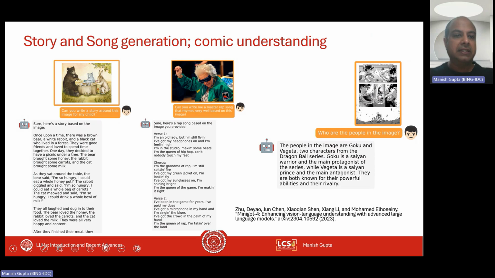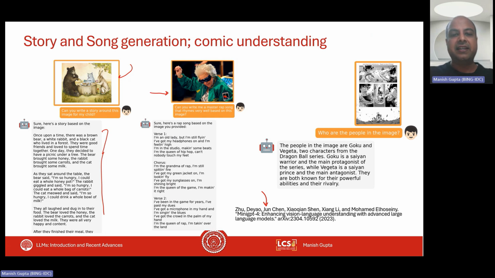Well, there are many other use cases. For example, given a picture, can you write a story around this image for my child? So it can be very much used for generating storybooks, right? And essentially, here's an extremely interesting story. You can pause the video and read it, or you can actually look at the paper and read the full story if you really want to, right?